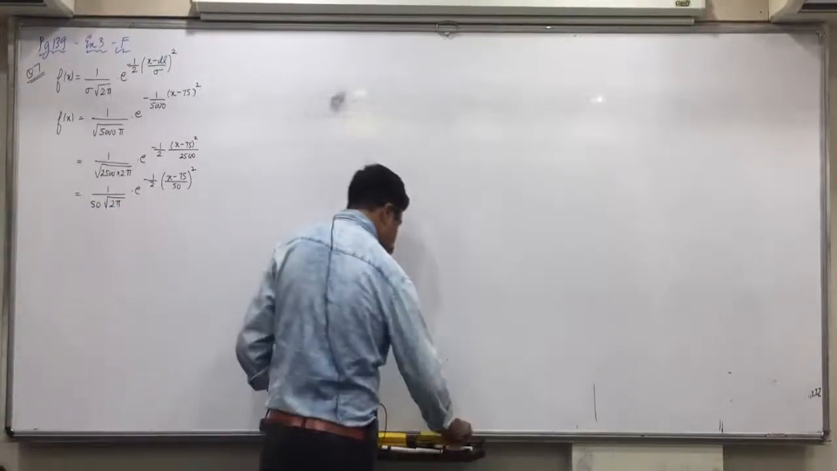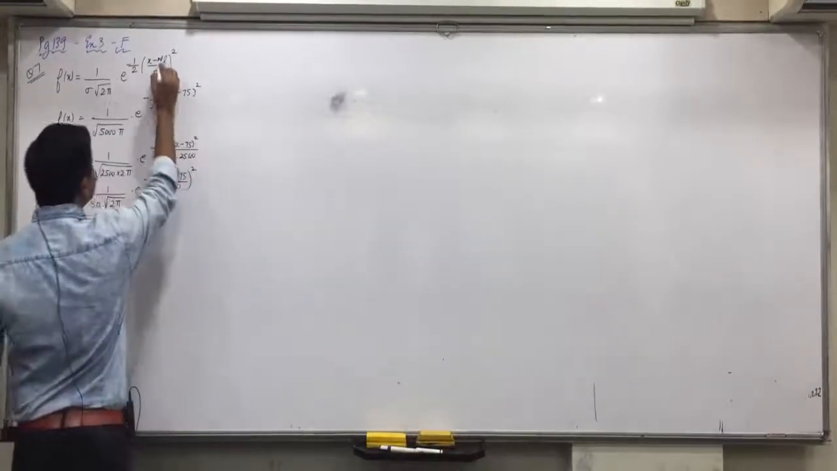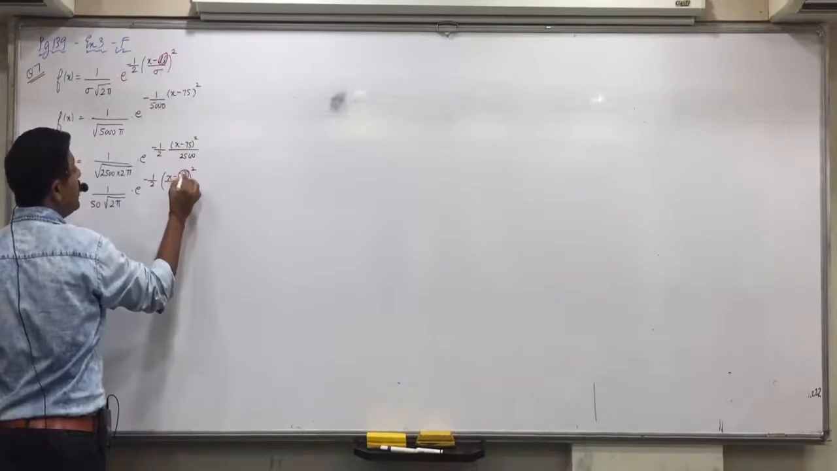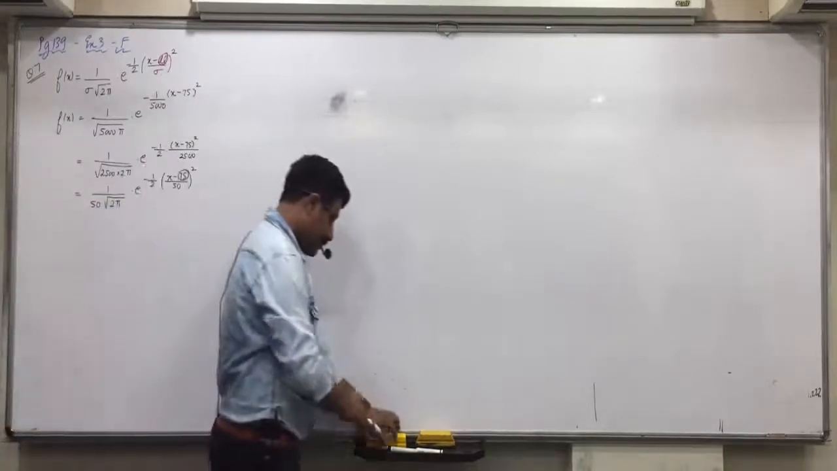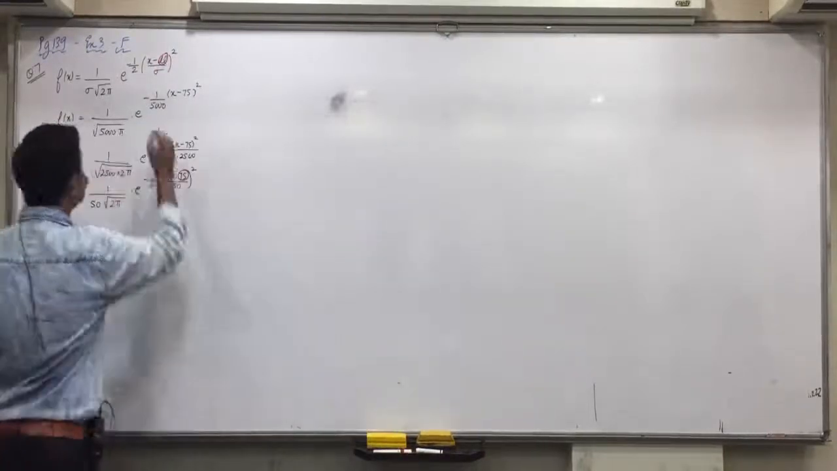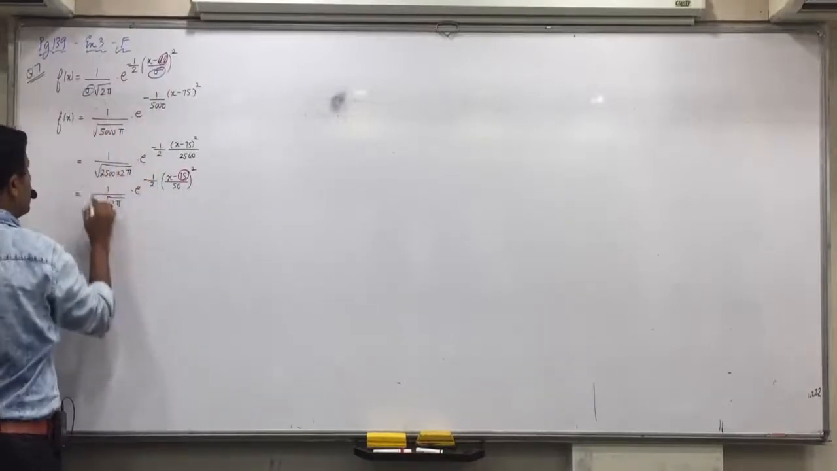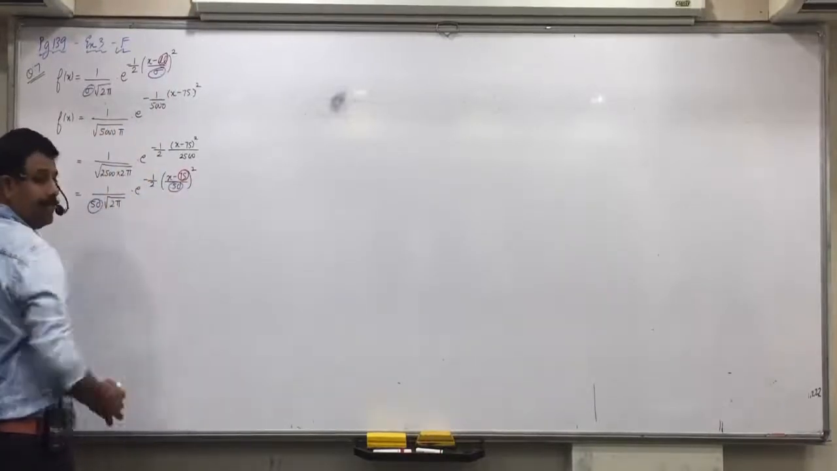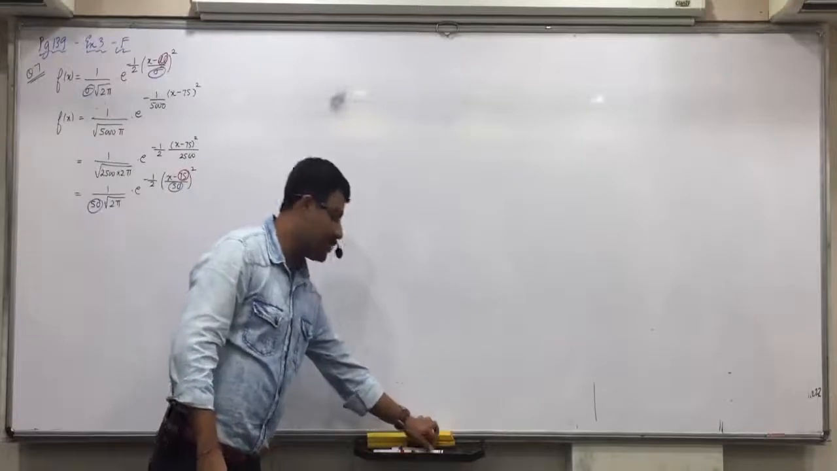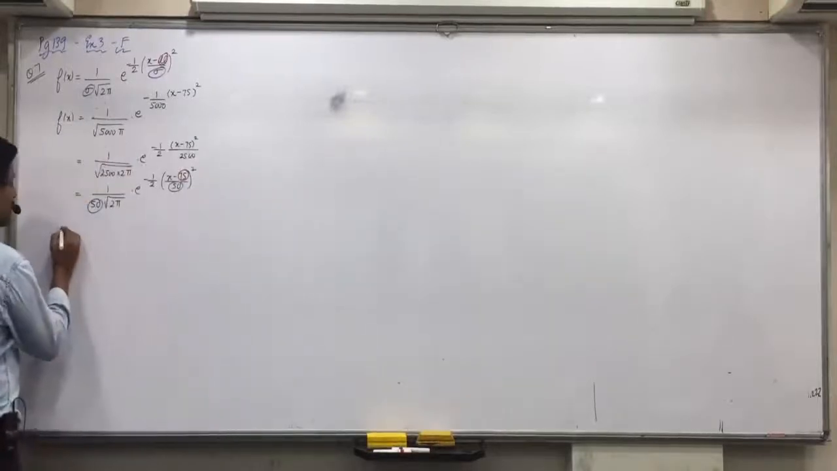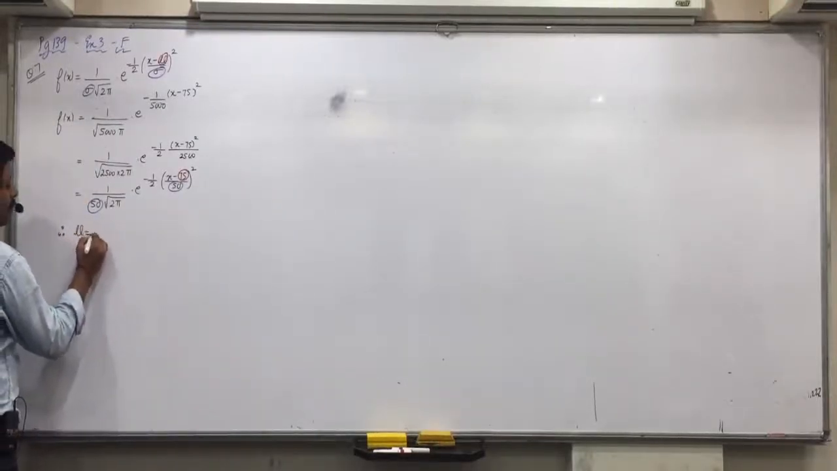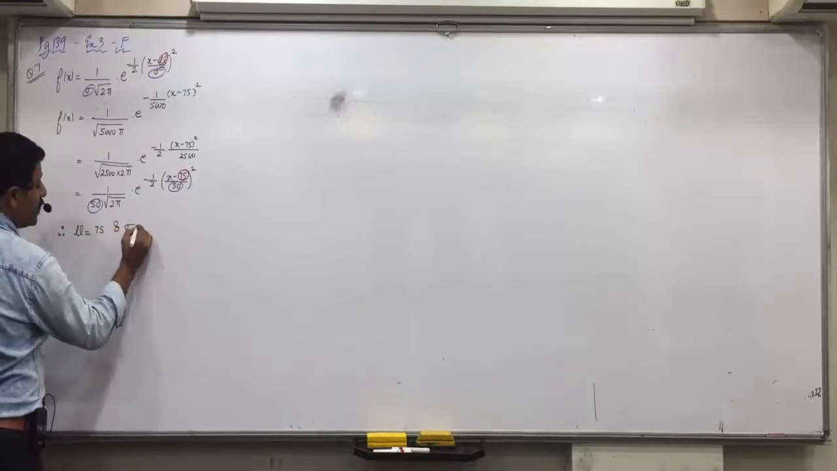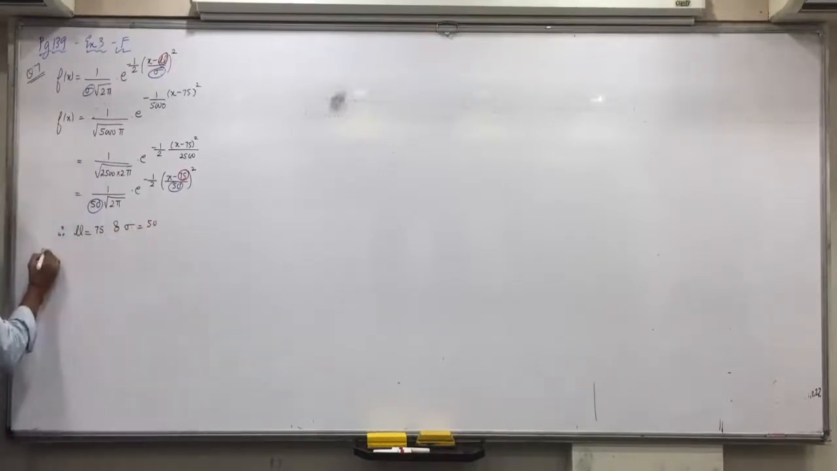Now if you compare the two equations, you can say mu is 75 and sigma is 50. Did you understand this, everyone? Therefore, mu is 75 and sigma is 50. Any doubts?